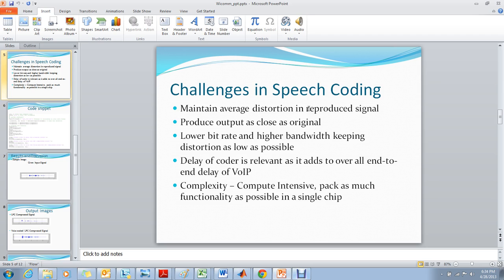For any given source, the challenge is maintaining the average distortion in the reproduced signal as small as possible given a lossy compression source. Since the higher the bit rate, the larger the required bandwidth, our aim is to minimize the required rate so that the distortion is kept minimal. The main objective of speech coding is to produce an output as close as possible to the original signal.